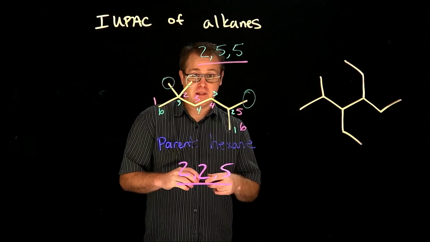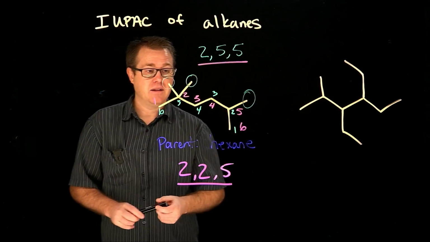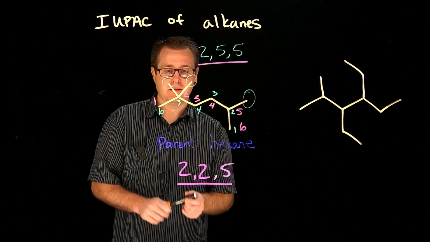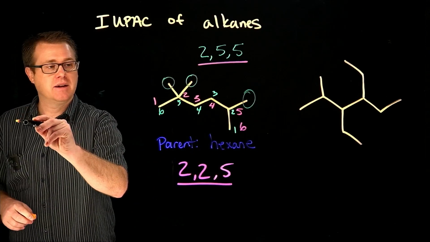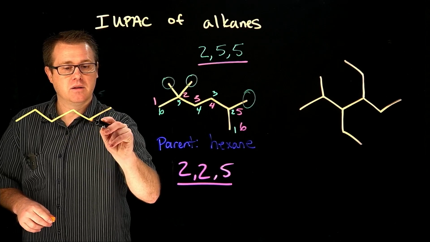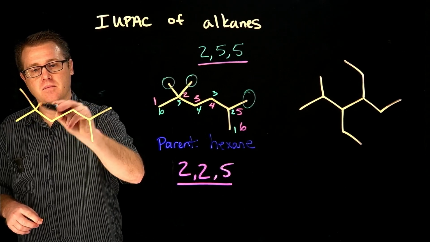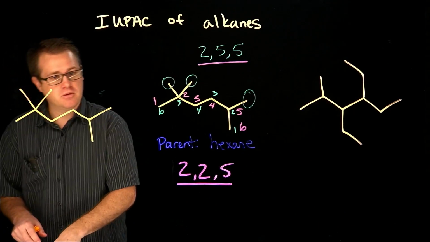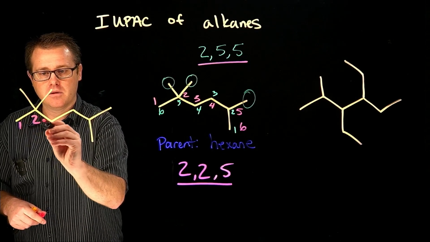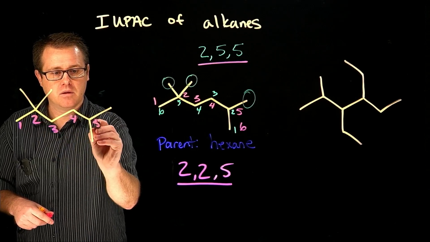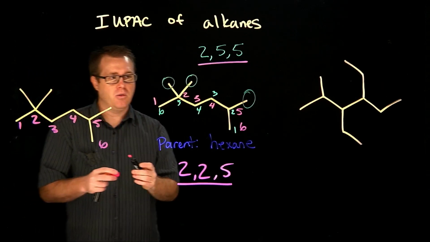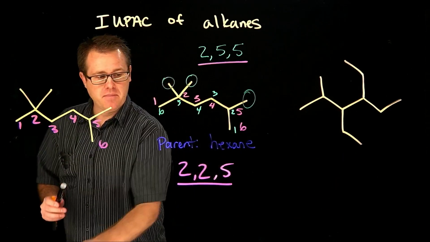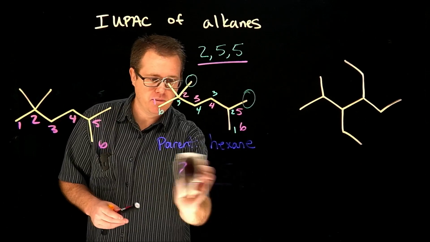So we're going to number this alkane in the pink numbers from left to right. So if we redraw this here, like that, we'll number them, like so. So we have our parent name. We've numbered it correctly now.